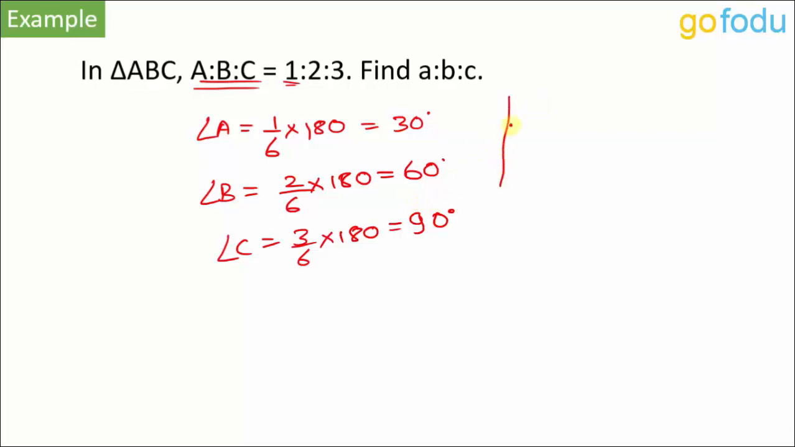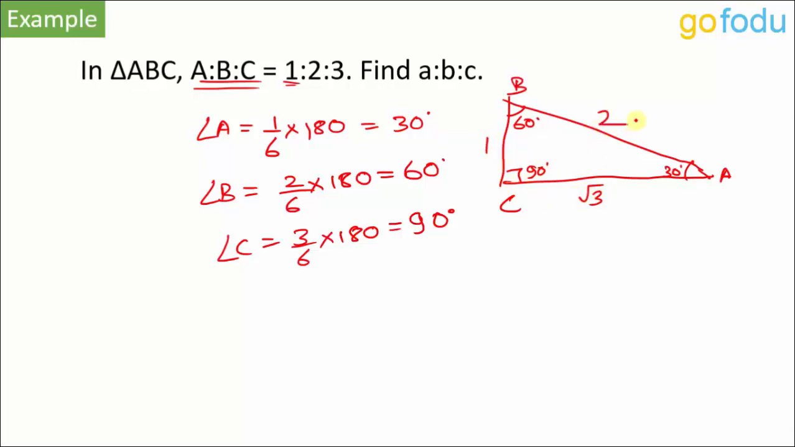So the triangle will look like this: A, B and C, this is 90, this is 60 and this is 30 degrees. Now in the Pythagoras theorem video, we directly studied the ratio of sides for a 30, 60, 90 triangle. So this will be 1, root 3 and 2. So you can directly write the final answer as 1 is to root 3 is to 2. Or if you don't remember this, we can derive it here only.